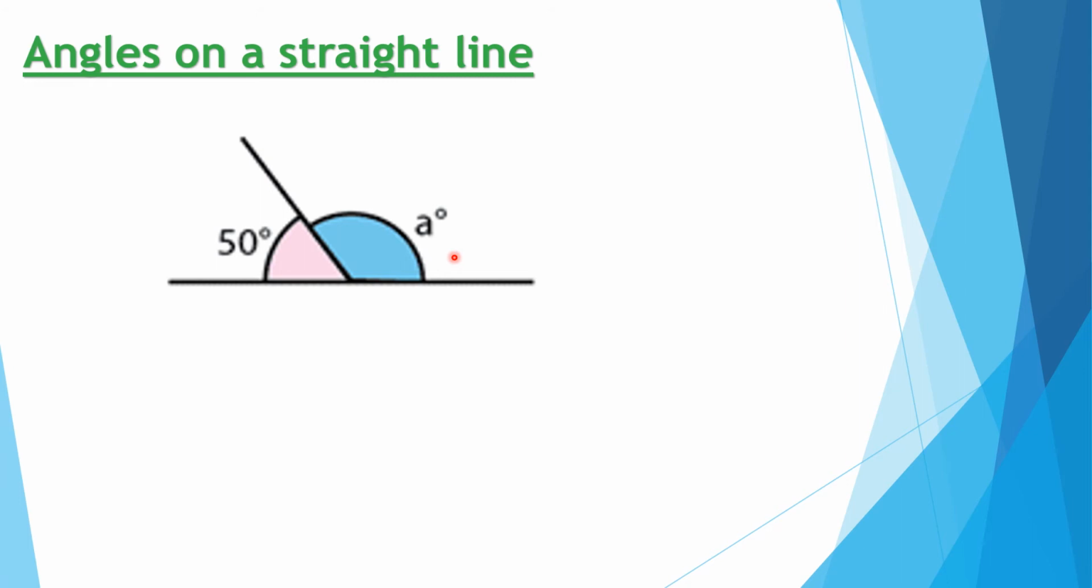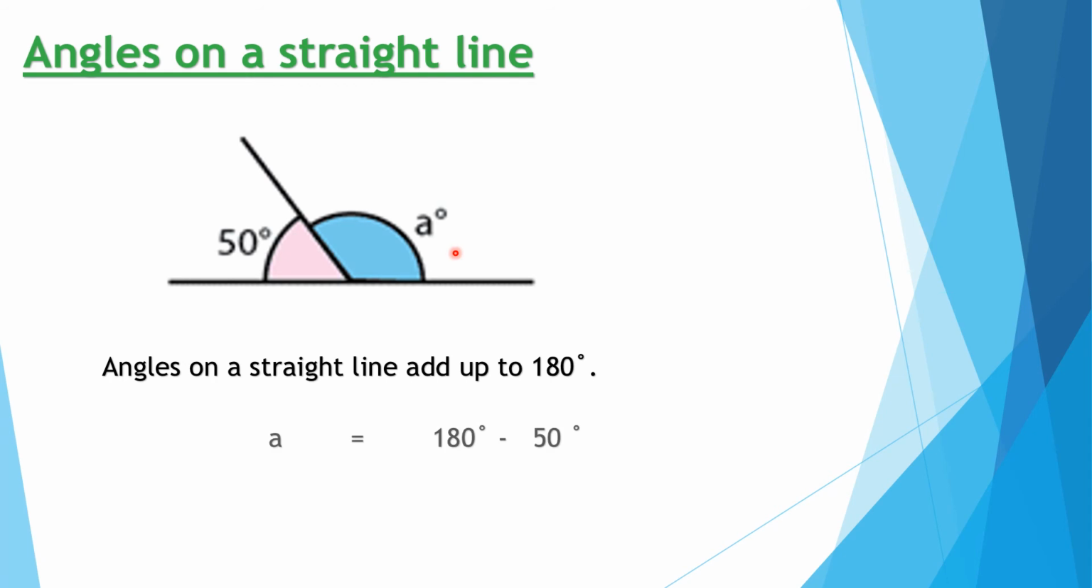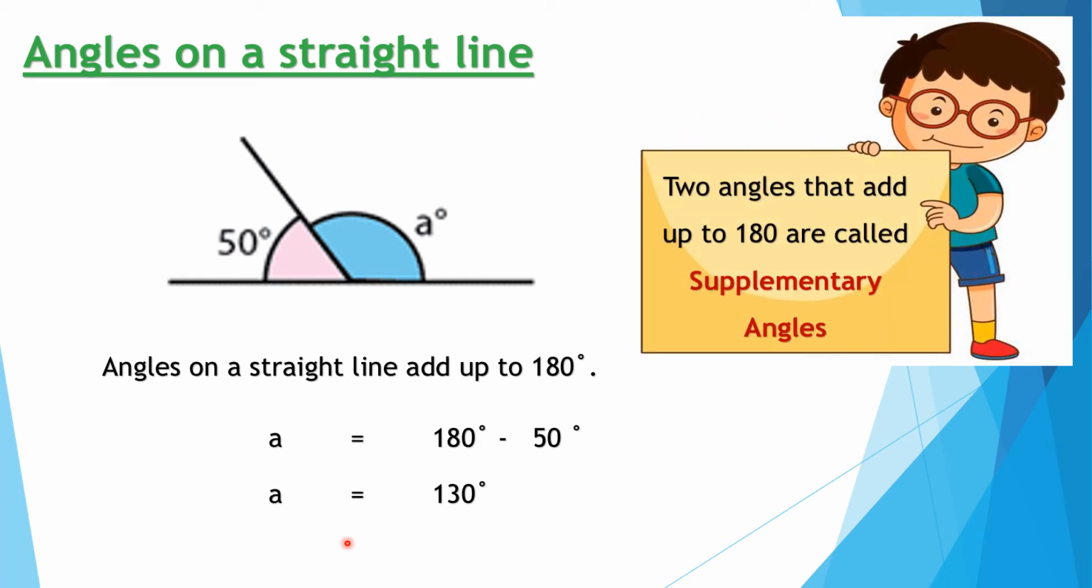So what do you think about 50 and A? Yes, they are equal to 180 degrees. Then if somebody asks us to find the size of the angle A, it can be found by subtracting 50 from 180, because they are the angles on the straight line which add up to 180 degrees. Then according to the given diagram, the angle A is equal to 130 degrees. And don't forget, the two angles that add up to 180 degrees are called supplementary angles.